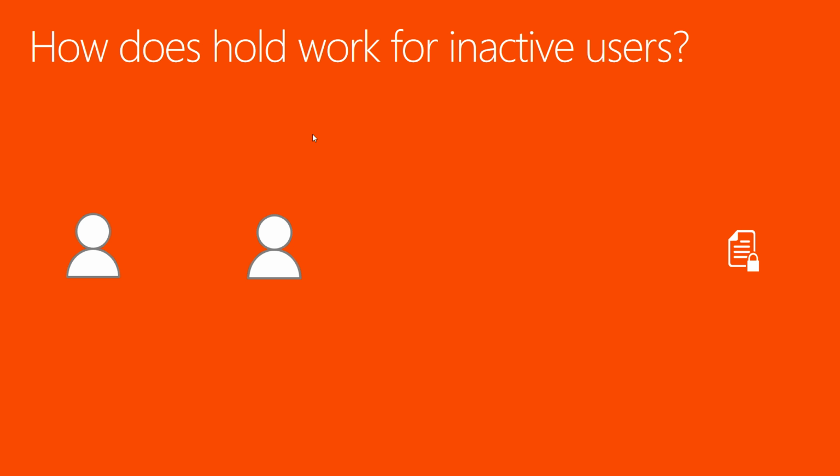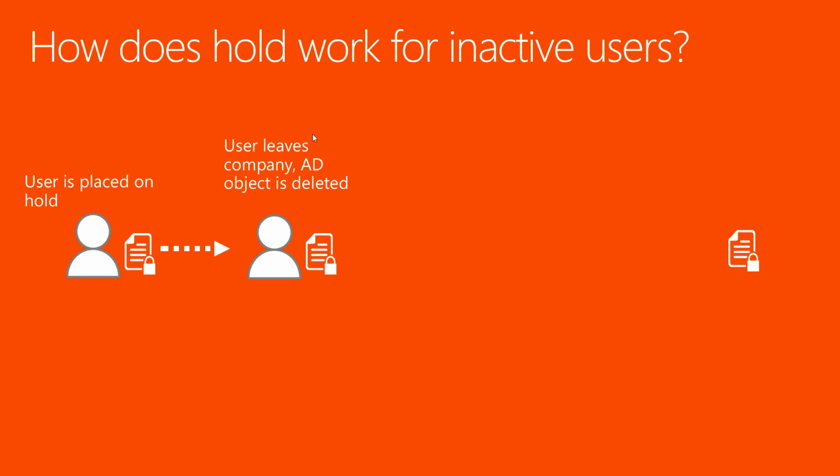So for inactive users, they can be placed on hold as well. So the user gets placed on hold. Typical scenario is after they've been placed on hold, they leave the company. And in some cases, their AD account is deleted as well. But deleting the AD account does not delete the user's data. So even though the account is gone, and in the case of Office 365, the license is released and available for use by another user, the data is still preserved.